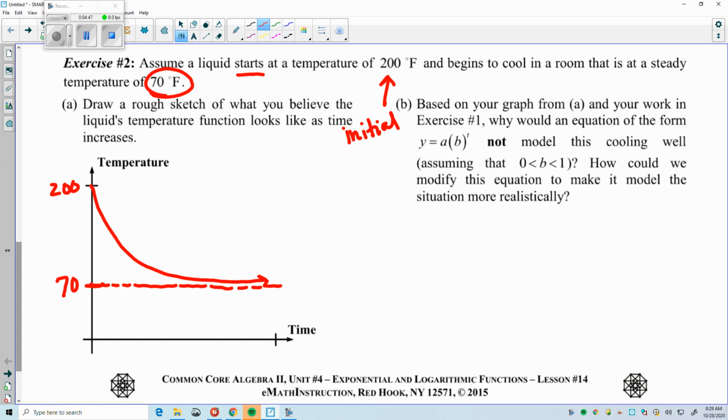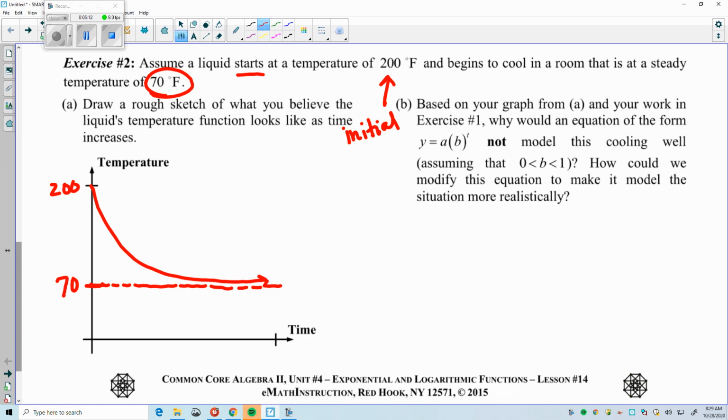Okay, so based on our graph and our work in number 1, why would an equation in the form of a times b to the t not model this cooling? Keep in mind it says assume that b has to be between 0 and 1, kind of like we saw up above. And how could we modify this equation to make it model the situation more realistically?